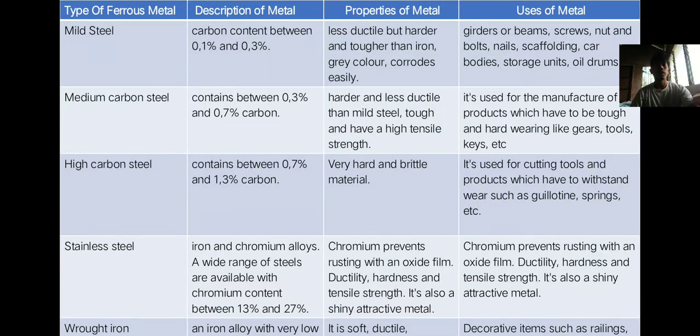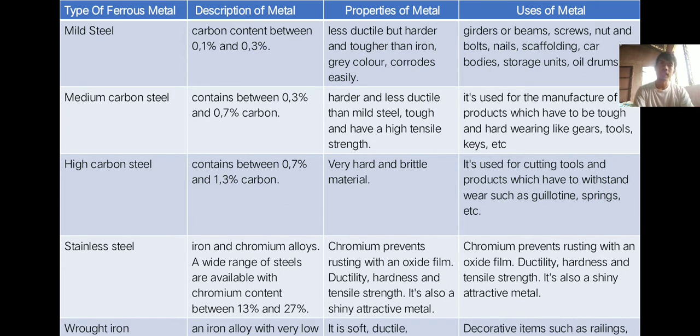So the types of ferrous metals are mild steel, medium carbon steel, high carbon steel, stainless steel, and wrought iron. I'm going to discuss the descriptions, properties, and what they are used for. Let me explain the first type of ferrous metal. The first is mild steel.